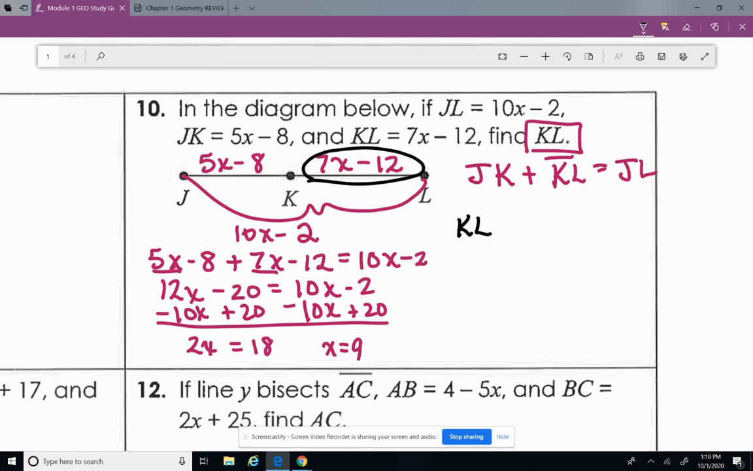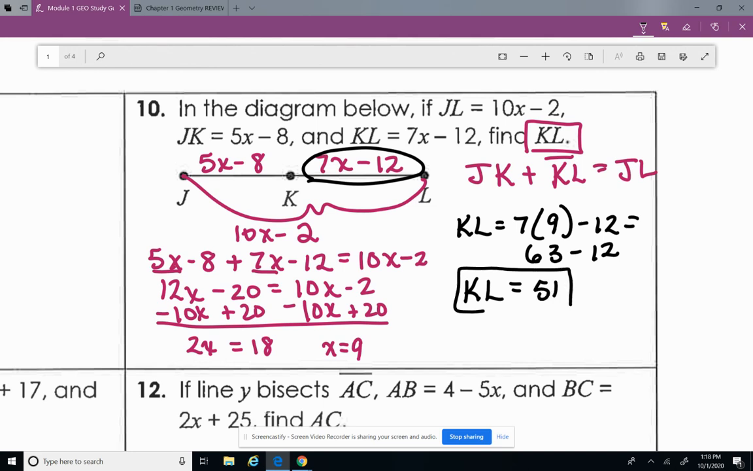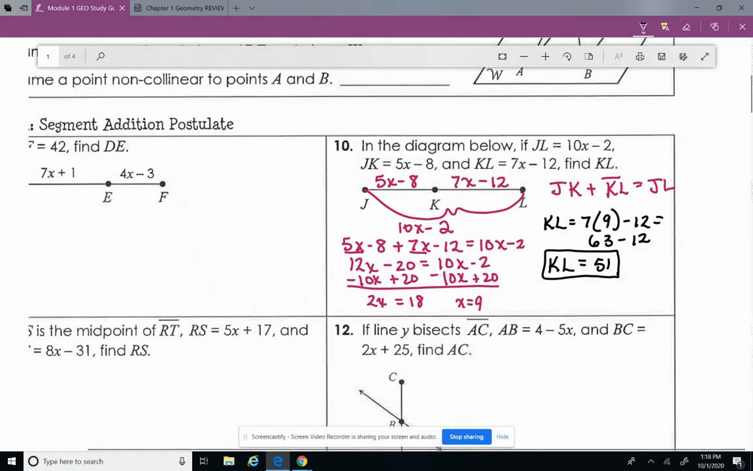So KL equals 7 times 9 minus 12. So that's 63 minus 12. So KL equals 51. I'm going to box my answer. And I'm going to go back and erase some unnecessary stuff so it's not too cluttered. All right, that was the segment addition postulate.